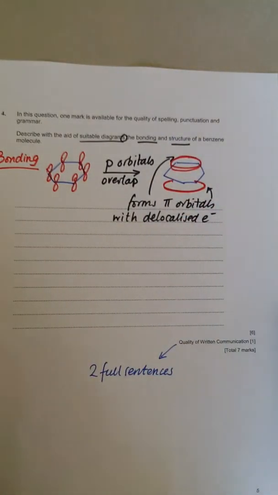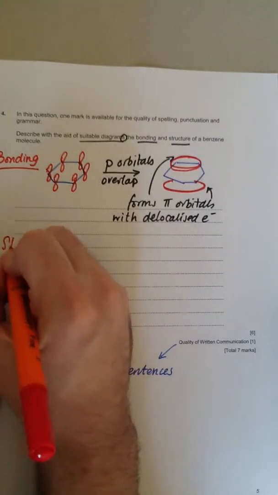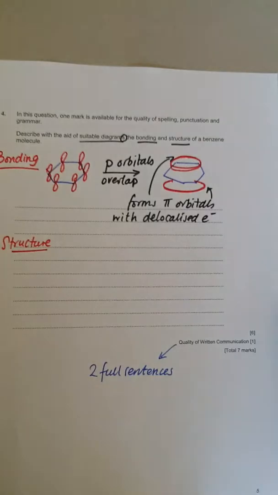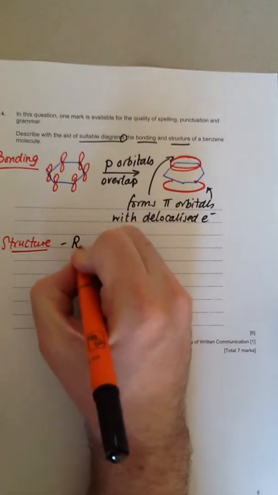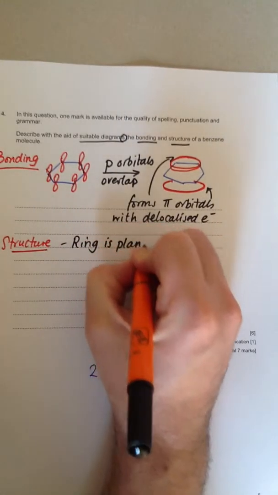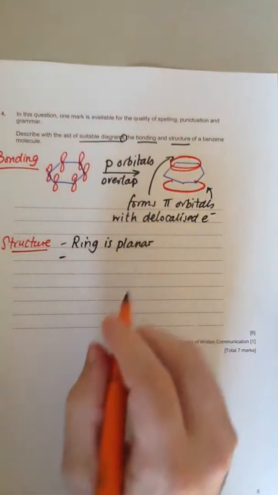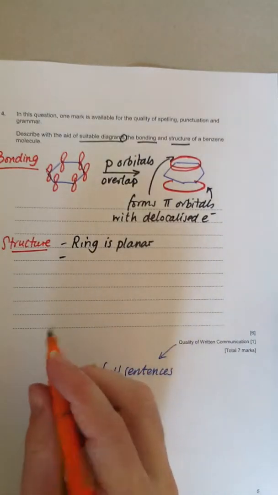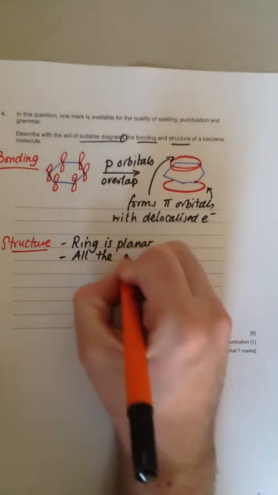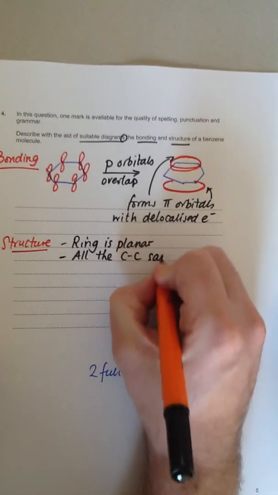We now need to talk about the structure. And there are lots and lots of things you can talk about in benzene about the structures. The first thing is, what can you say about the ring? So we say the ring is planar, it's flat. Next part, what can we say of the carbon-carbon bonds? So all the carbon-carbon bonds are the same length.